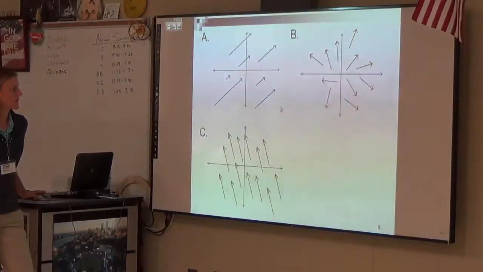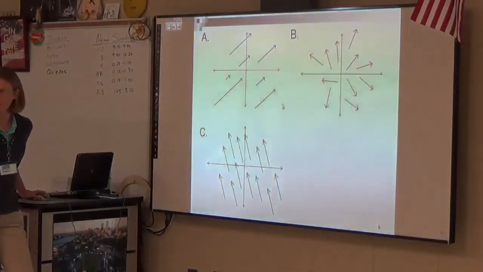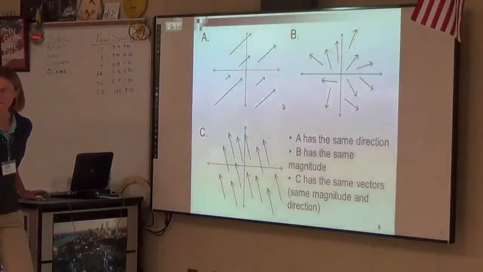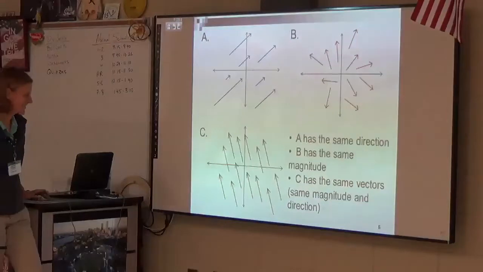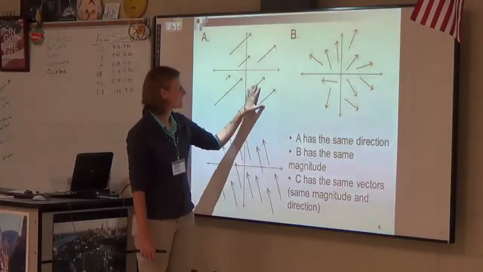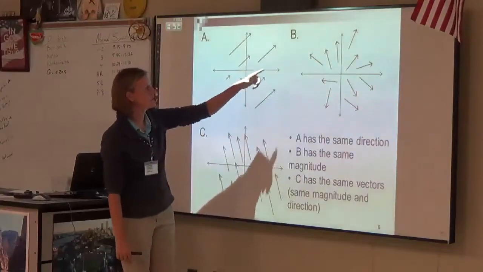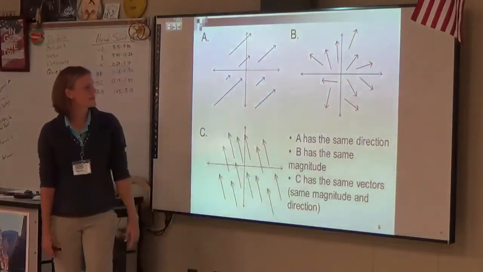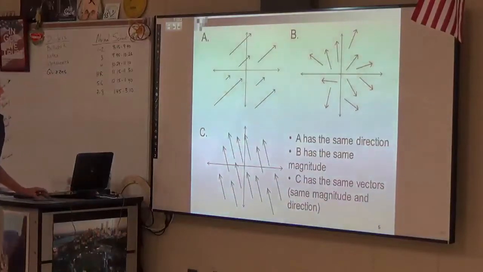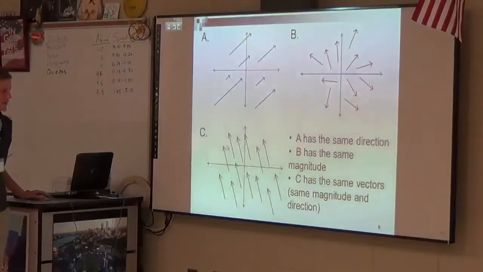So looking at these 3 pictures, which one represents all the same vectors? Remember this from 9th grade? Okay. So A's got the same direction, but obviously different magnitudes. B is supposed to have all the same magnitudes, but obviously different directions. And C is really all the same vector. Doesn't matter where I put it. This is still representing the same thing.